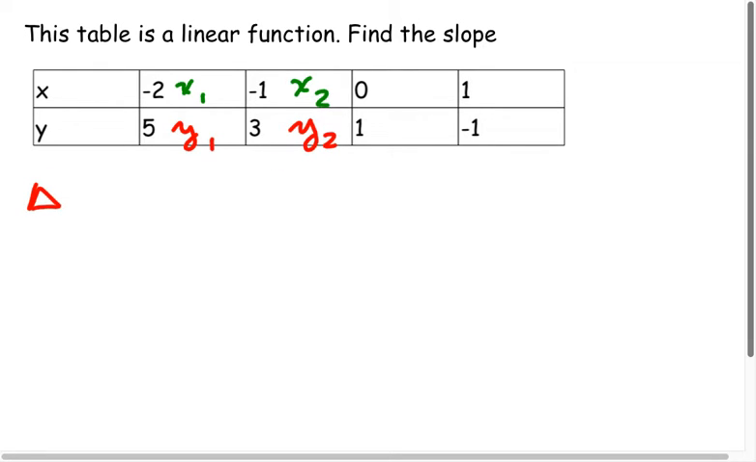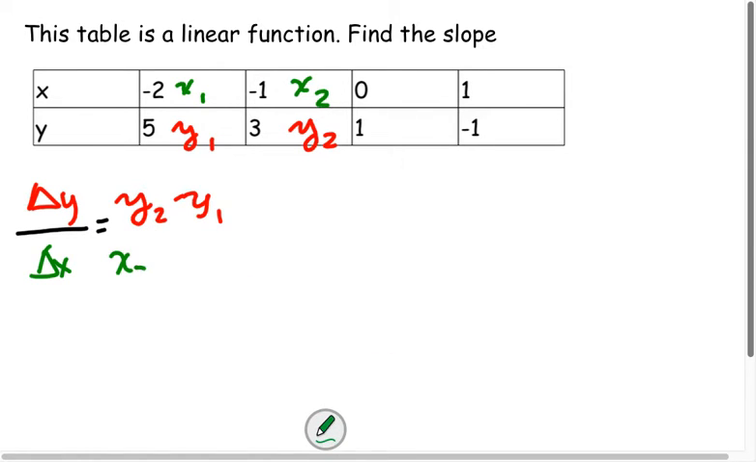Alright, so to calculate the slope, I need my change in y and then divide it by my change in x. Okay? And then so I have to figure and write out my formula. I would suggest writing down your formula all the time because you will remember it a lot faster and a lot better. Okay? So change in y over change in x.